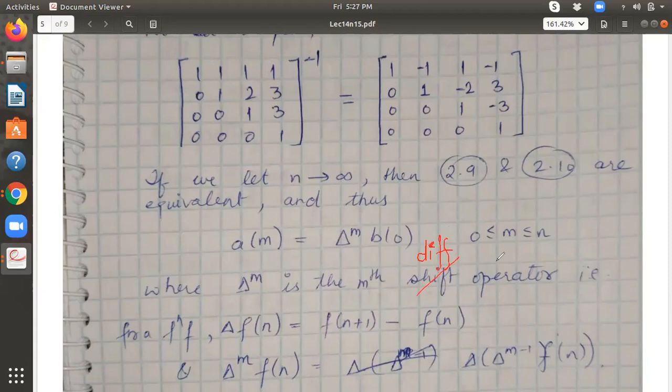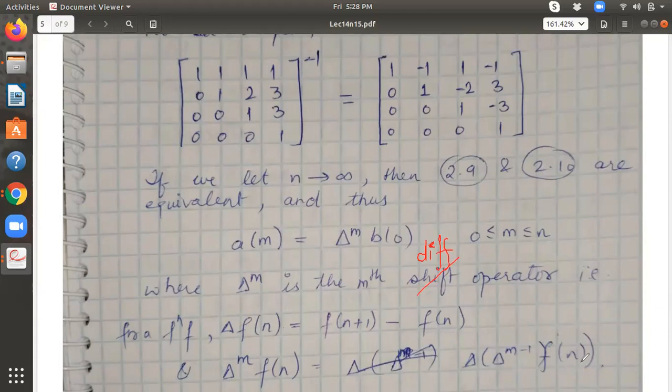So what the difference operator really does is that if you take a function f on the natural numbers, then the difference operator records the difference between its next element and the current element. So delta of f(n) is f(n+1) minus f(n). This is the difference operator acting on f(n). And when you apply it m times, you apply delta on delta^(m-1) of f(n). Okay?